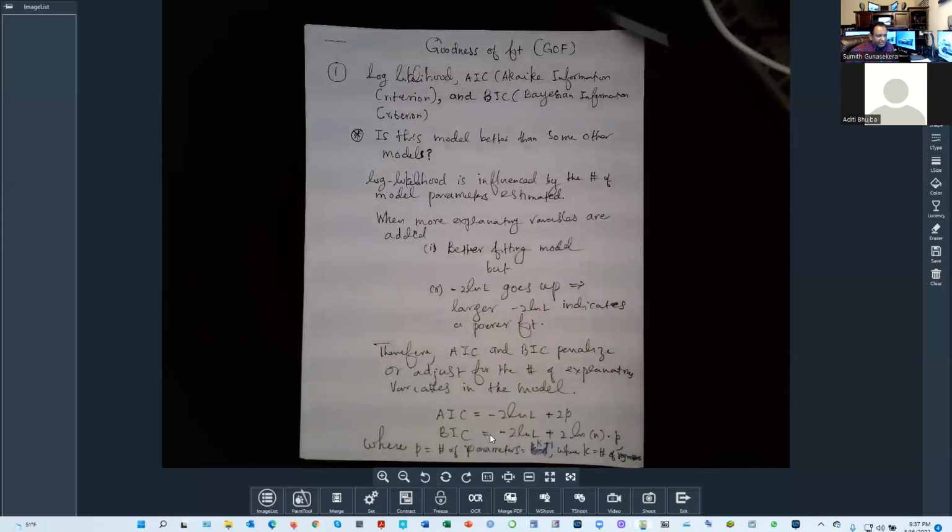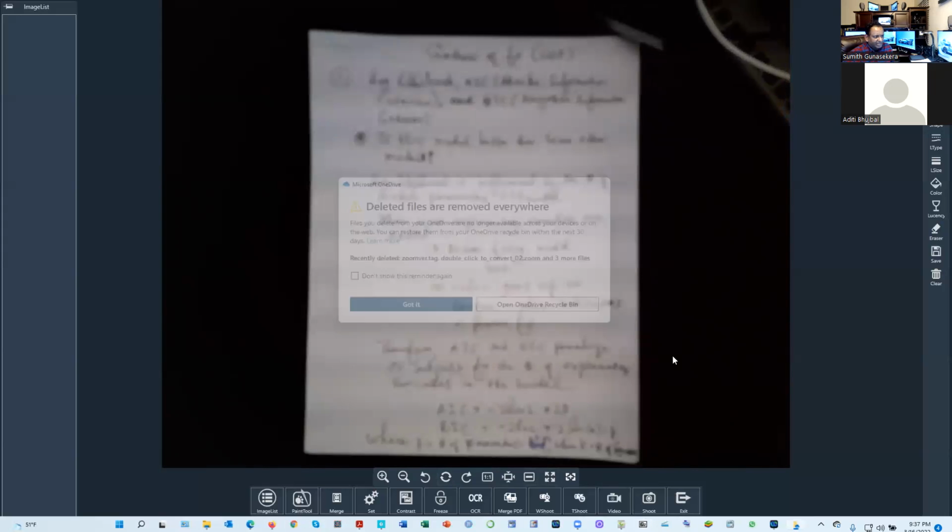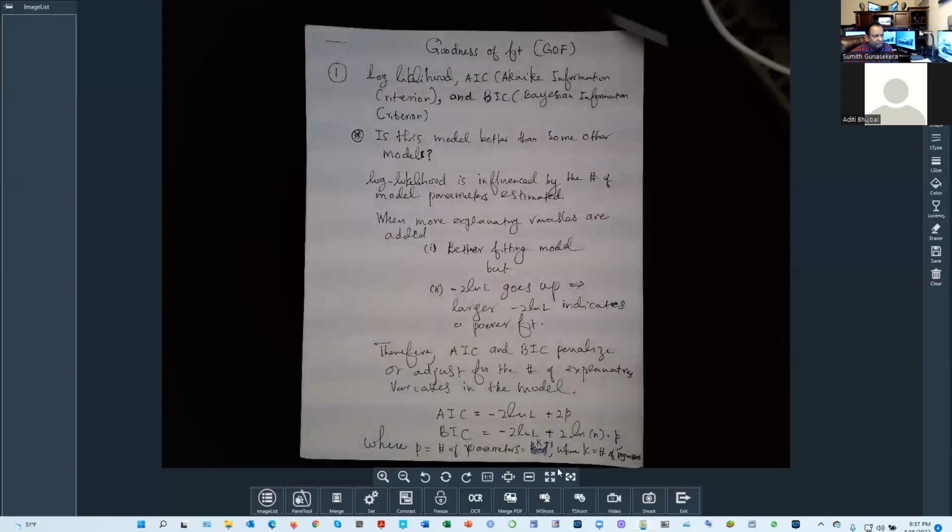So the BIC, given by the Bayesian information criterion, which we didn't mention in this class, is another version of AIC. So it should be p, the number of parameters. Here they were adding 2p. Here they were adding ln of n, the sample size, times p.